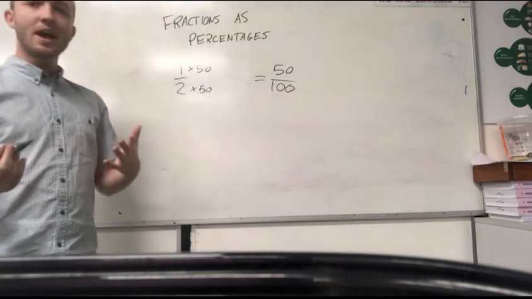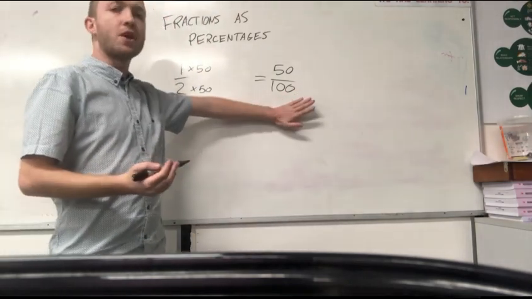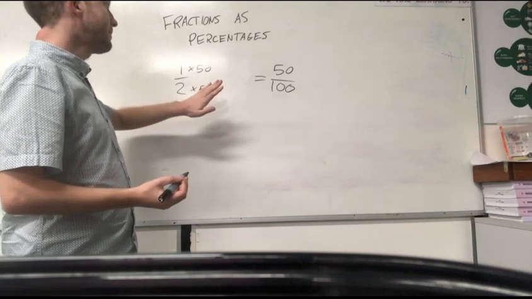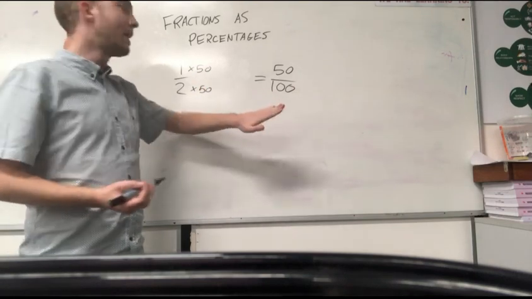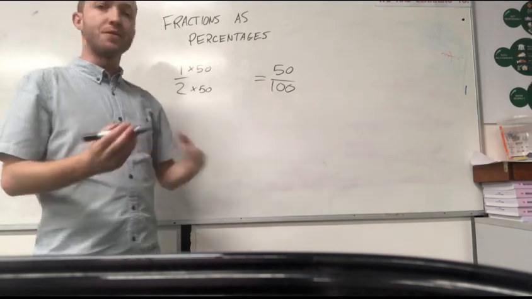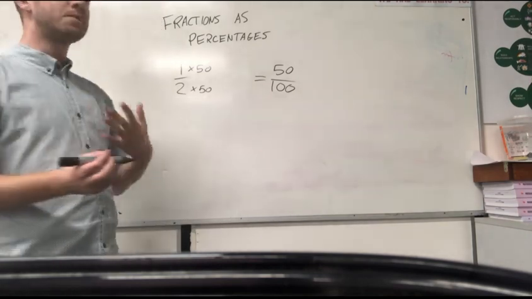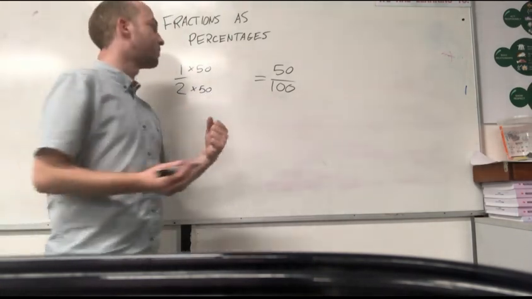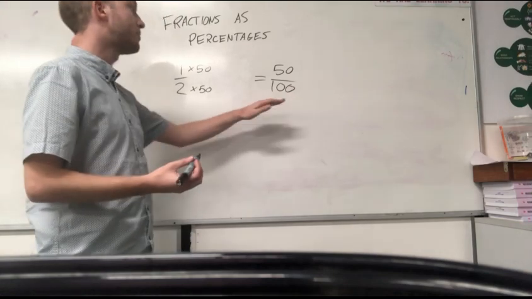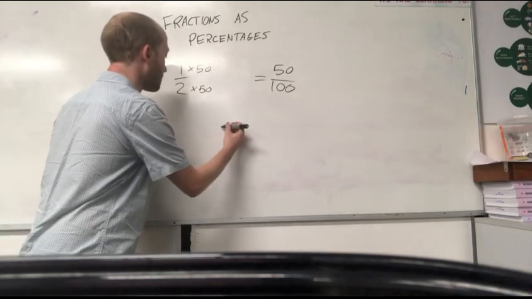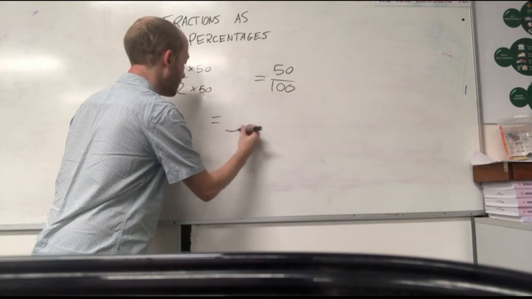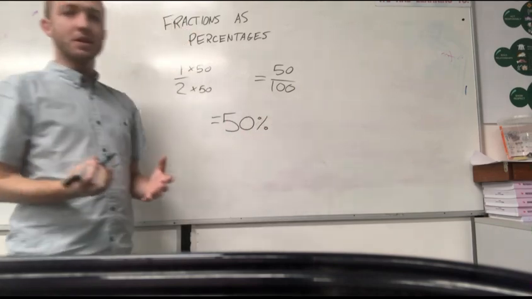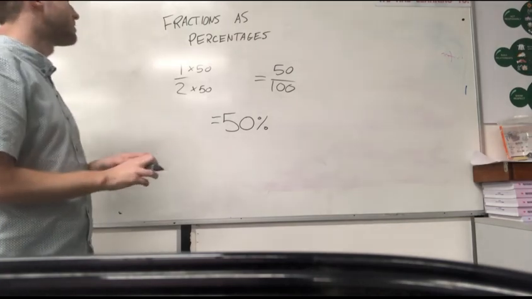Now you might be saying, Mr. Hales, we've just worked out what 50 over 100 is as a fraction. But we can now convert this to what we call a percentage. You might have heard of the word percentage before, and it's usually something out of 100, which is the same as what we've got here. So I can convert this to 50%. That might be a little bit confusing, but we're going to go through another example in a moment.